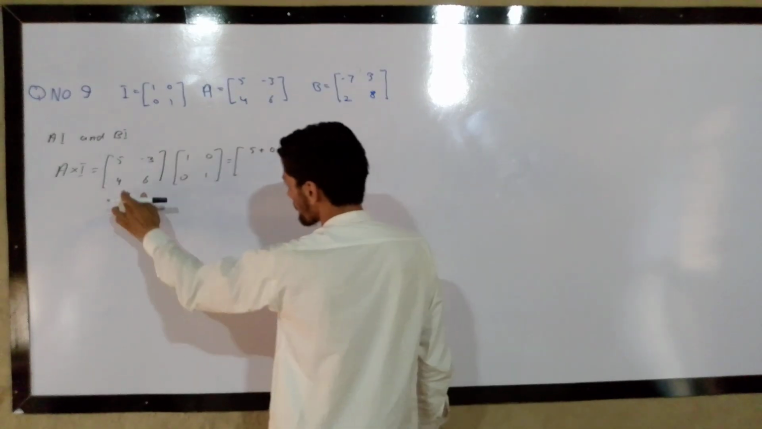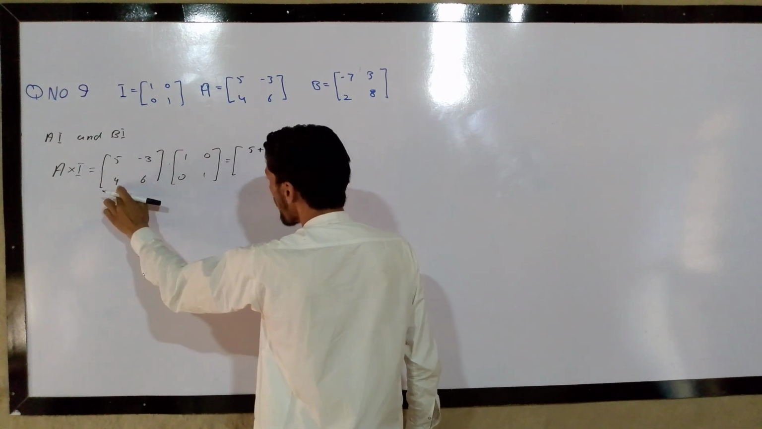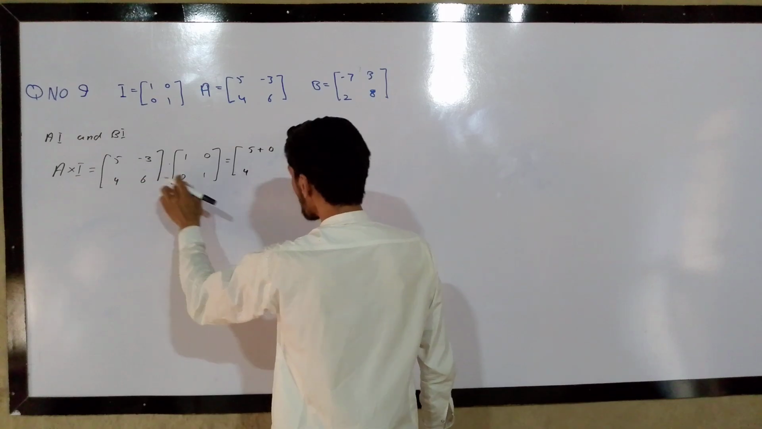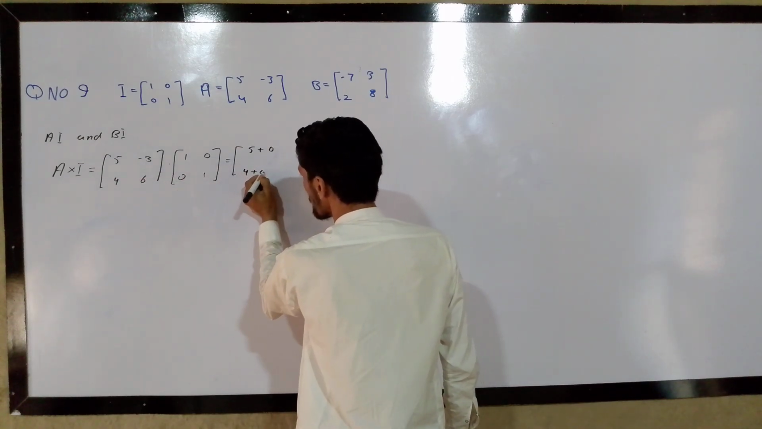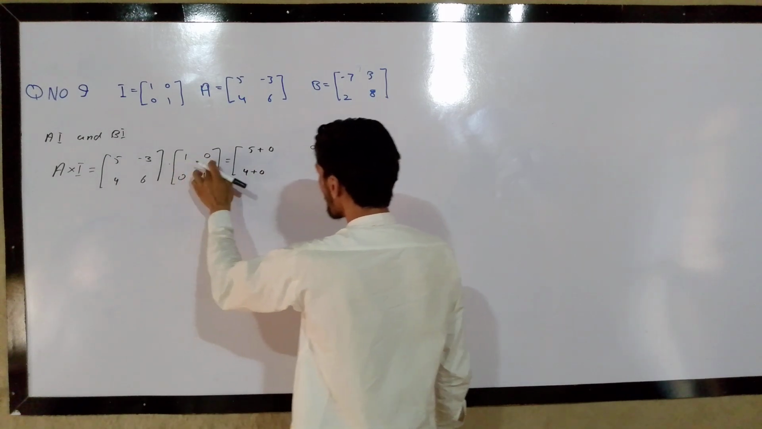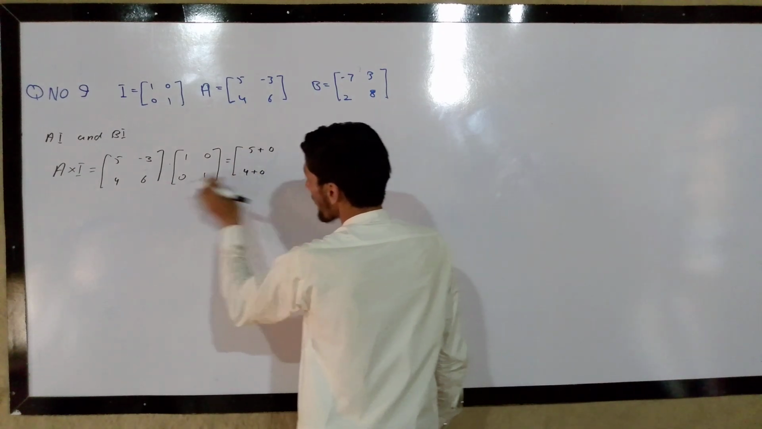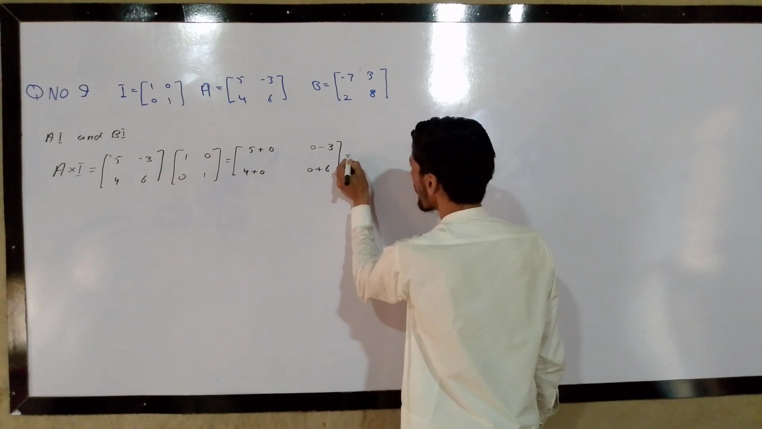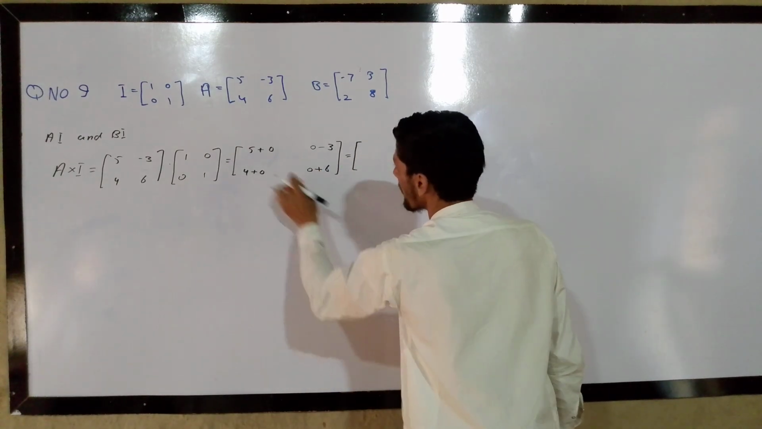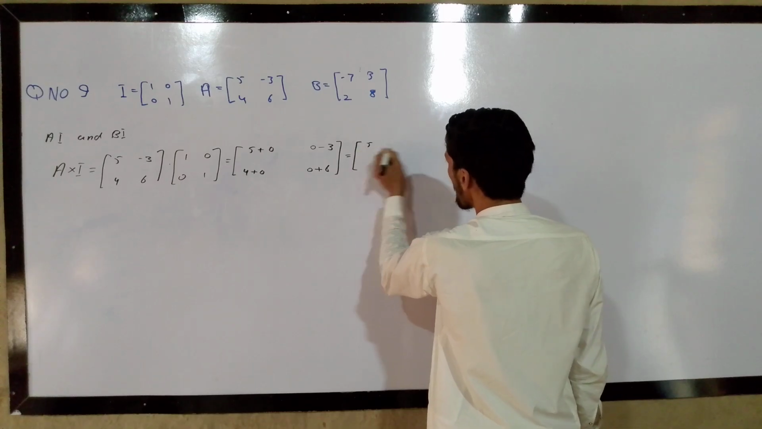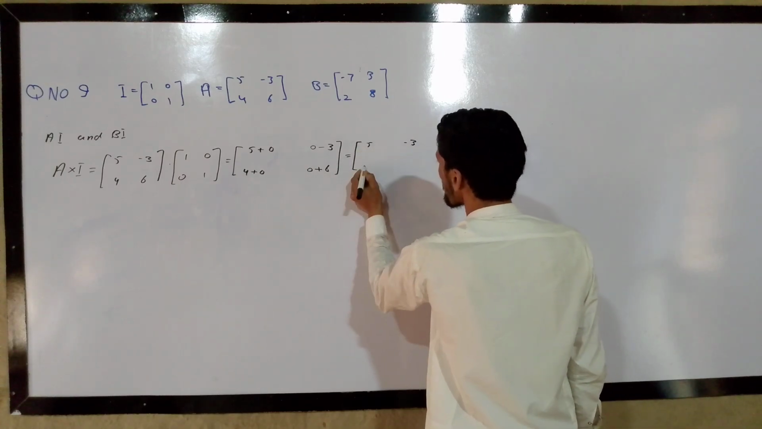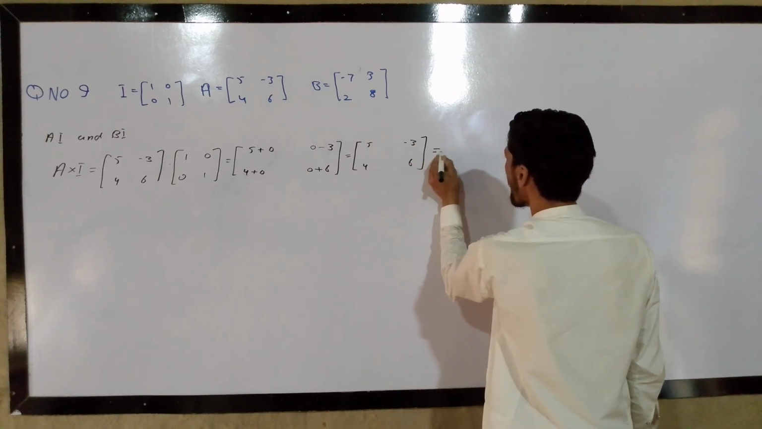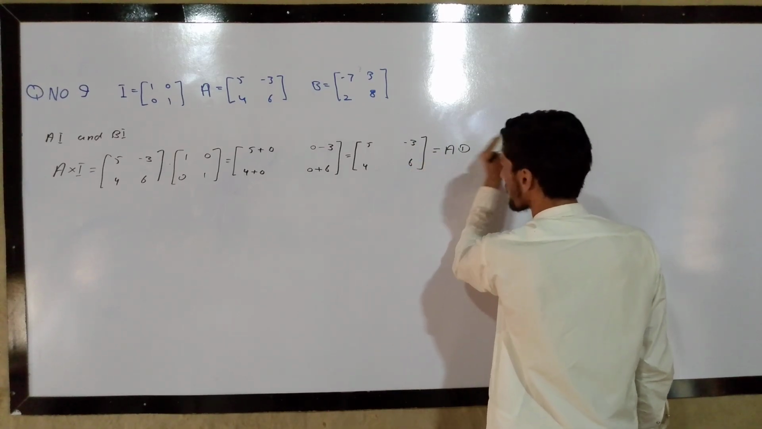Now it is the time for the second row. 4 multiplied with 1 is 4. 6 multiplied with 0 is 0. Now 4 multiplied with 0 is 0. 6 multiplied with 1 is plus 6. So simplify it: 5 plus 0 is 5, -3, 4 and 6. This is answer number 1.